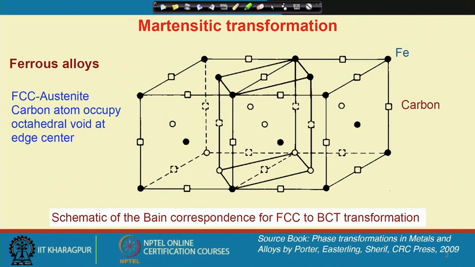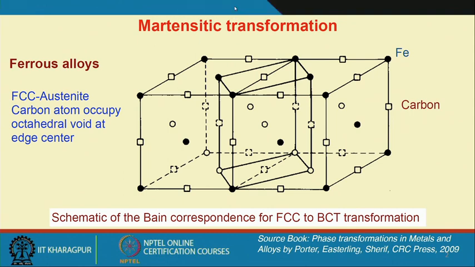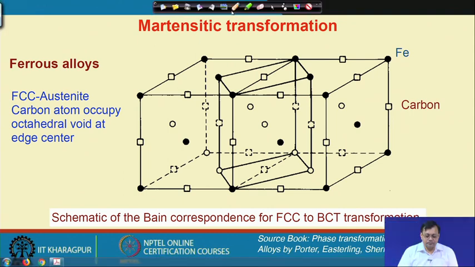Here, I show you a Bain correspondence for a face centered cubic to body centered tetragonal structure transformation. So, here face centered cubic is the austenite phase and body centered tetragonal is the martensite product phase. So, first please have a look carefully at this schematic.